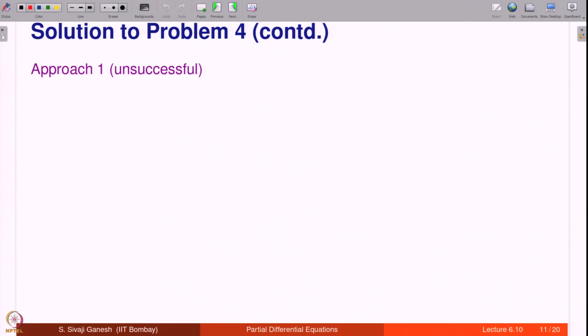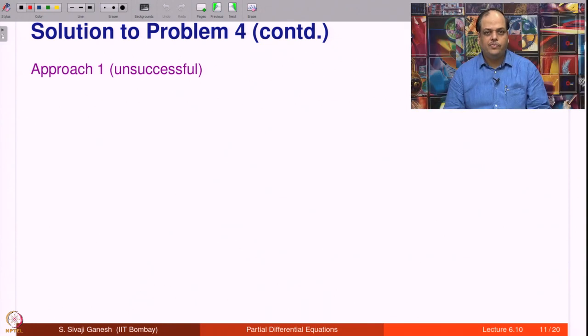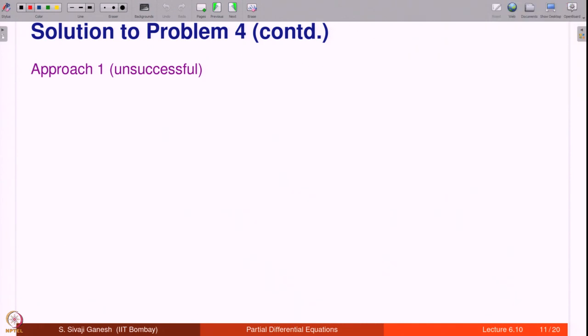We are going to discuss two approaches to solve this problem. The first approach is not successful, but nevertheless we mention the ideas. We think of using the mean value property and also the fact that harmonic functions are known to be real analytic functions. Okay, how do we plan to use this idea, or why do we think of this idea?